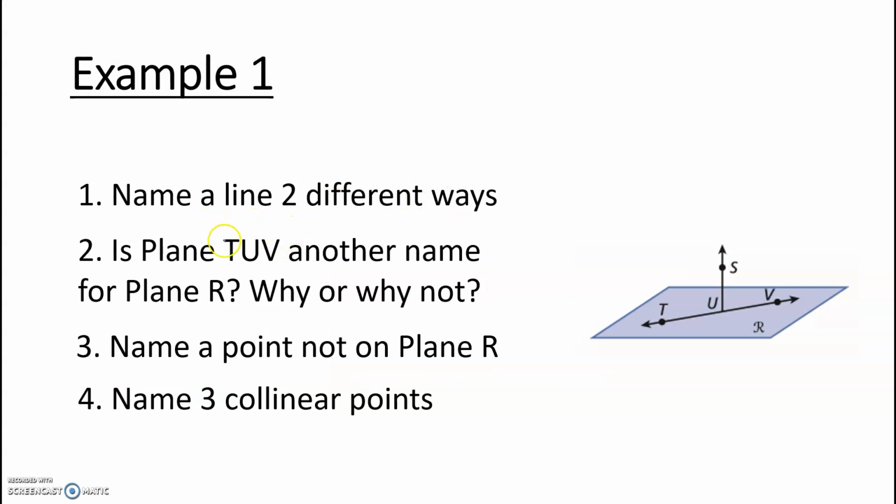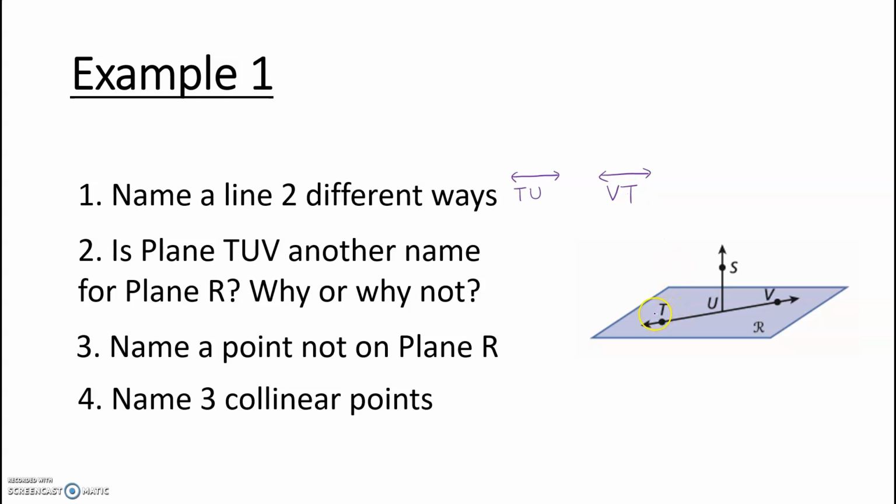So let's try some examples, and this will be very similar to your homework. Name a line 2 different ways. Let's pick a line in here. I see arrows. So let's name it 2 different ways. This is point U right here, just so you know. We just need 2 letters, so we can pick any 2 letters. How about T to U? Line TU means this whole thing. You could also call it, how about we say V to T?